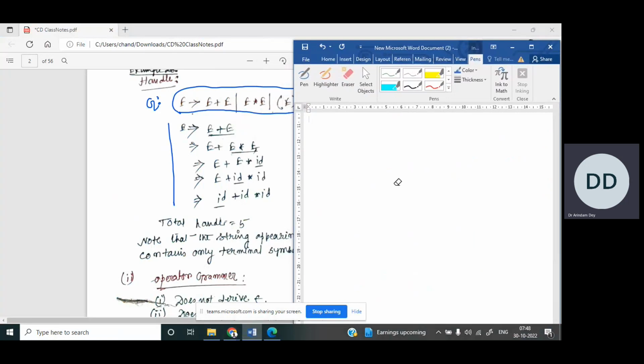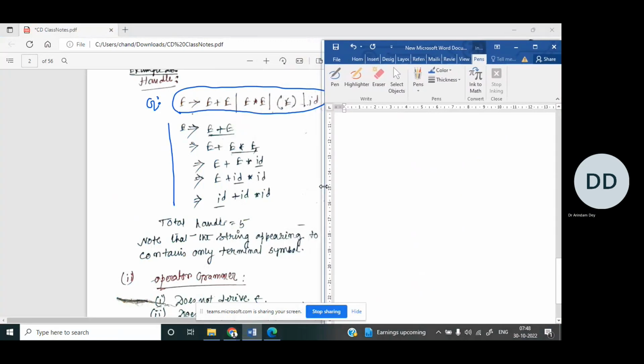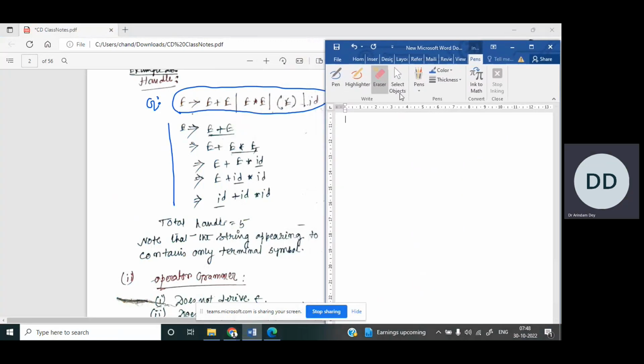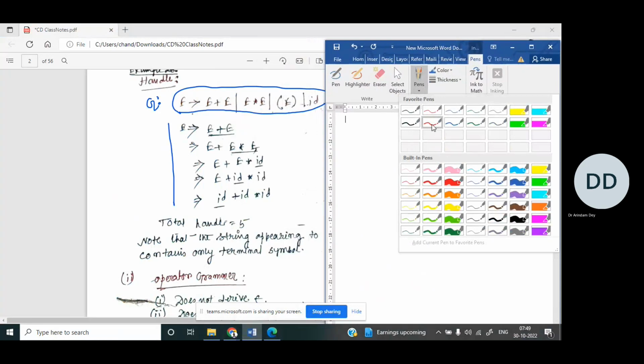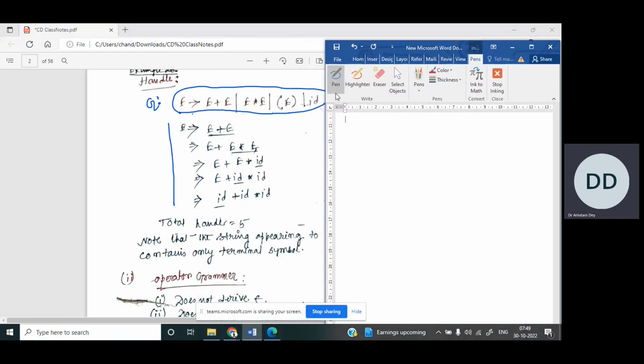Okay, now I have to make it small. Okay, fine, now it is fine. Okay, I'm taking a red pen over here.